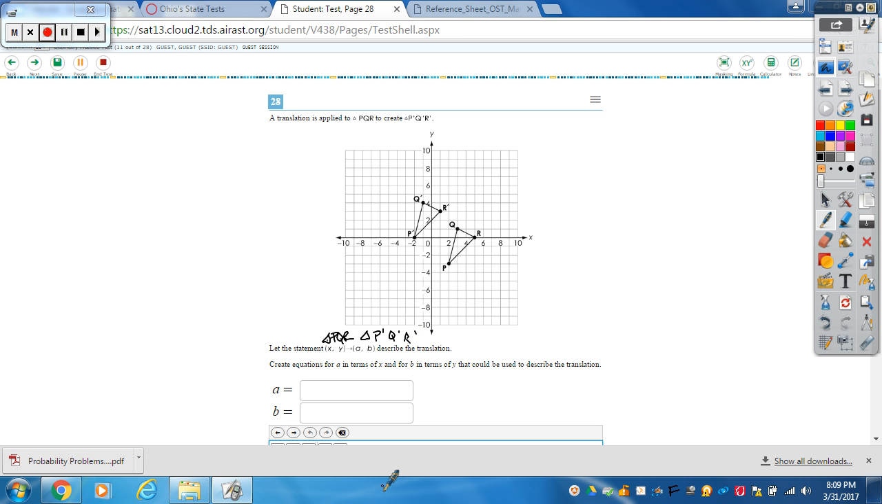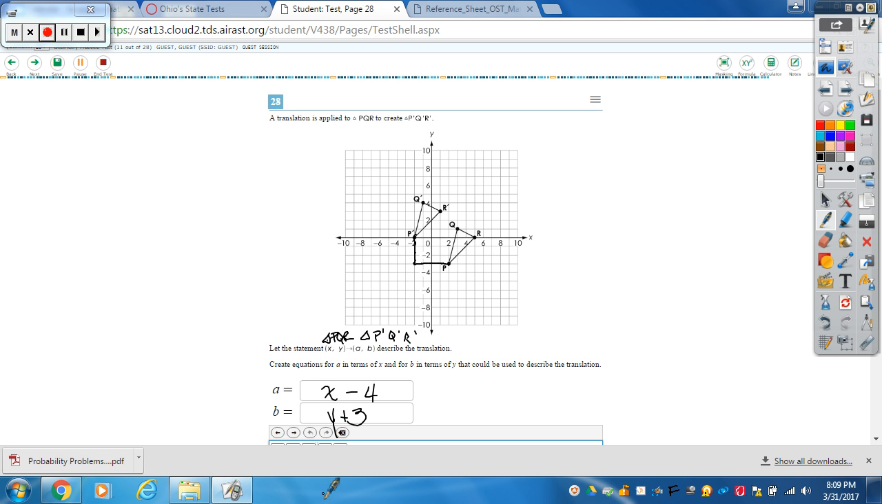So create an equation for A in terms of X and for B in terms of Y that would be used to describe the translation. So you're going to pick a point out here. You can pick any of these 3 points to go to any of those 3 points. So if I go over and up, I'm going to go back 1, 2, 3, 4. Now back would be negative, so the X is going negative. I'm going to go back 4 units, and the Y is going to go up 3. And so in the end, left 4, up 3 gives you your new point.